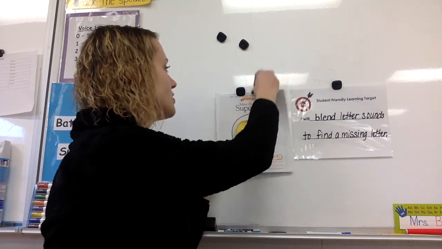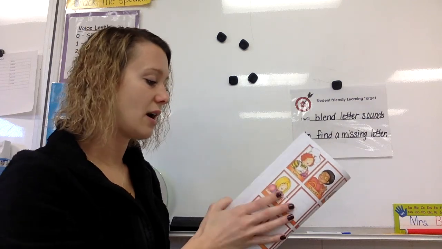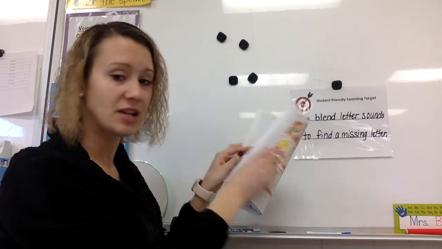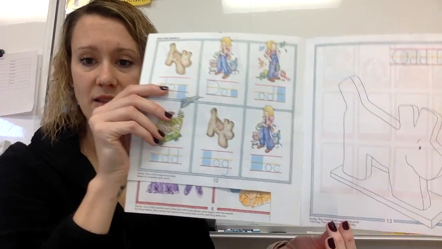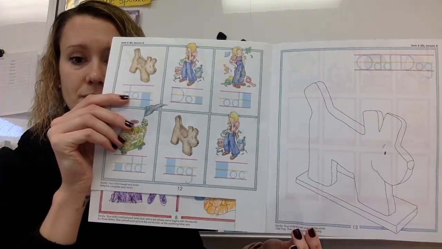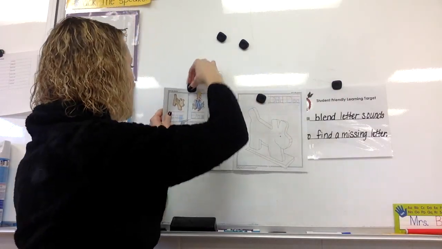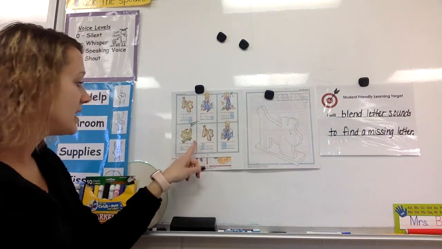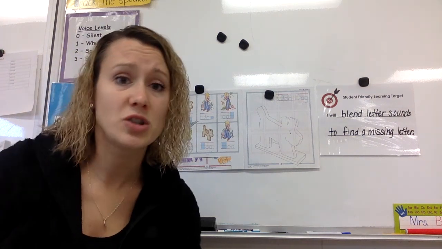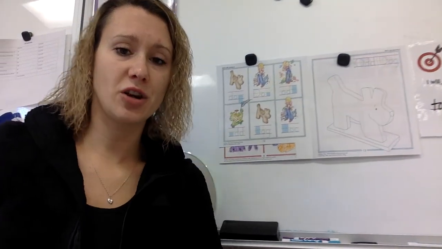My loves, what you're going to do is take your doc book and open up to the last two pages, pages 12 and 13. They look like this. And you will see exactly what I was talking about. You see here on page 12 that there are letters missing. And so you are going to blend the letter sounds to find the missing letter. That's our learning target, so that's what you're going to be doing today.